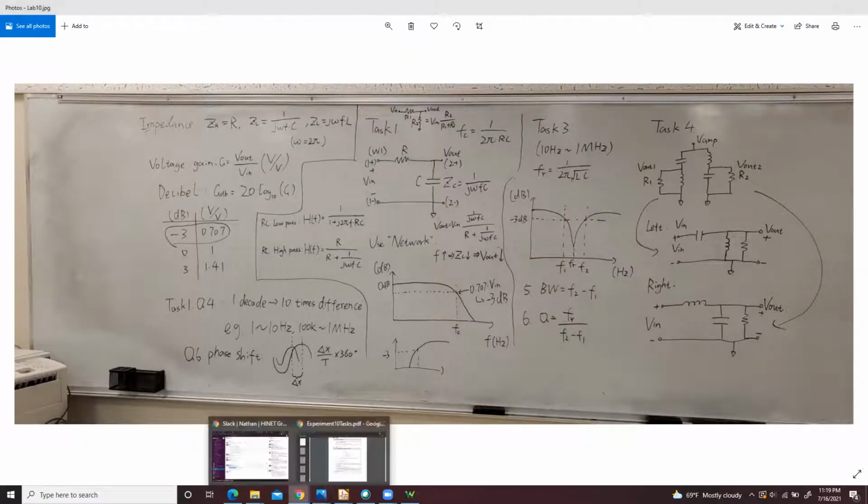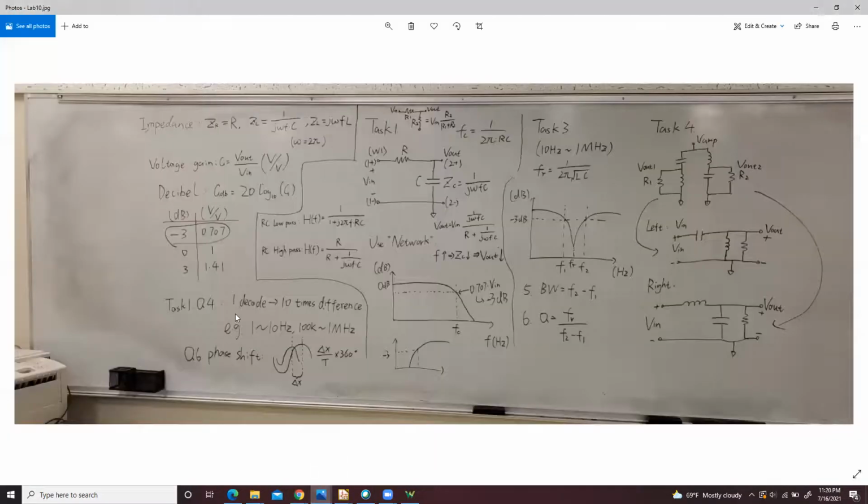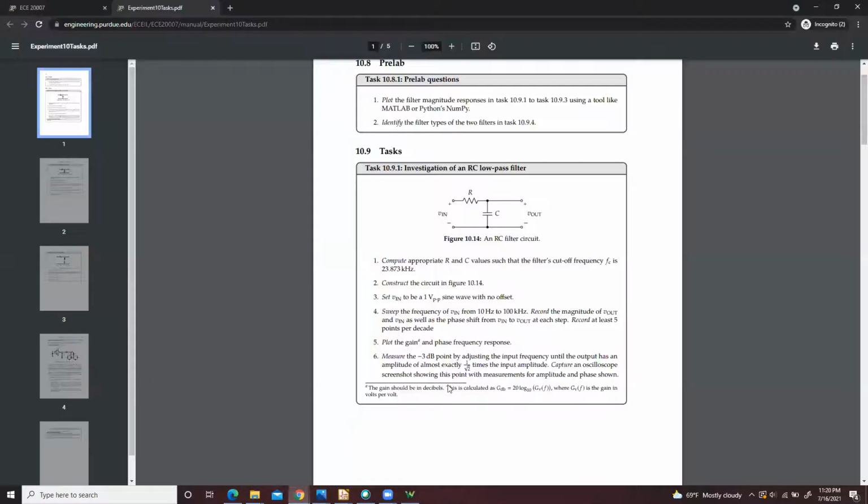In this step, the last sentence requires you to record at least 5 points per decade. What that means is each decade is a 10 times difference. For example, from 1 hertz to 10 hertz is 1 decade, and from 100 kHz to 1 megahertz is also 1 decade. So 5 points per decade means you want to plot at least 5 points from 1 hertz to 10 hertz. Then you can plot the gain and the phase response.